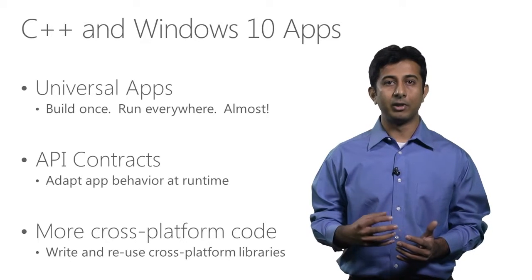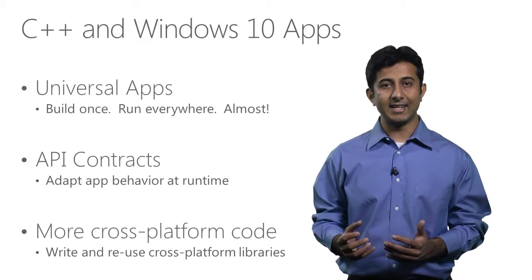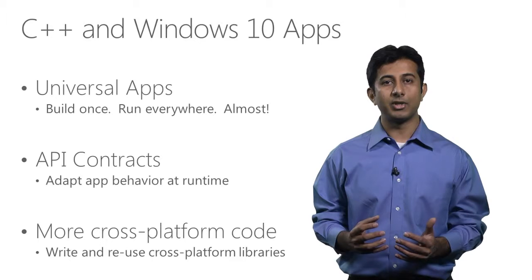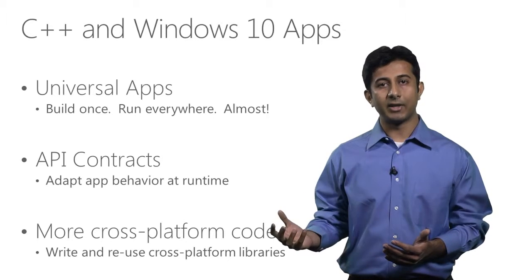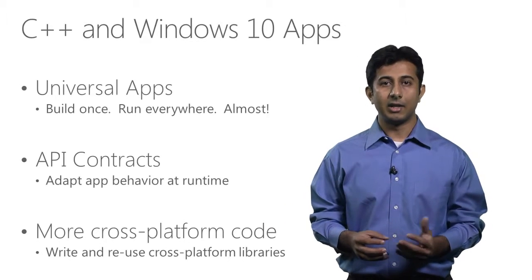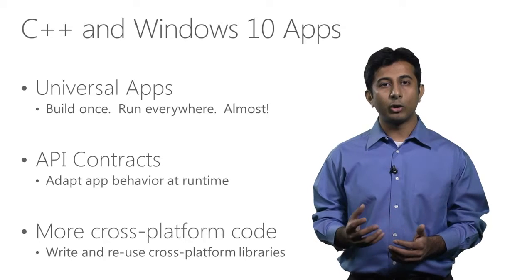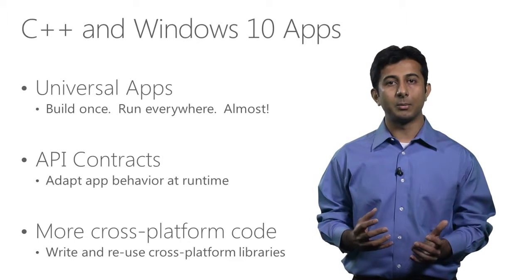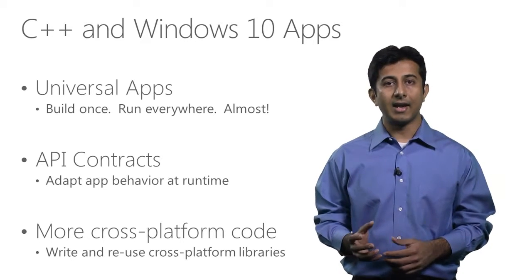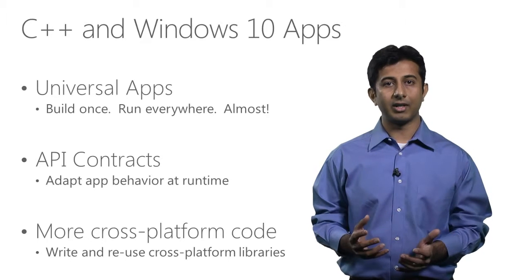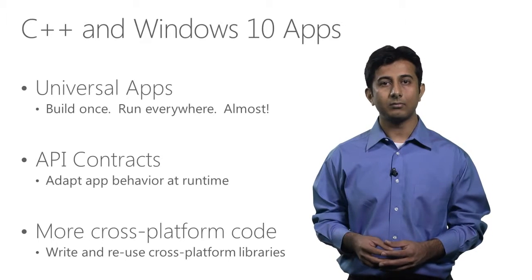Windows 10 allows your app to declare what all API contracts it needs, and it can then use this information to determine which devices your apps can run on. In addition to this, API contracts also allow you to check for the presence of some device capability at runtime and dynamically change the app's behavior at runtime based on this information.